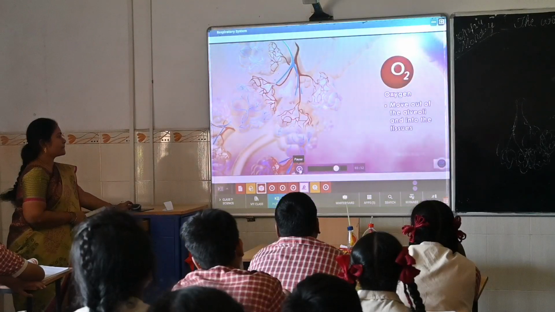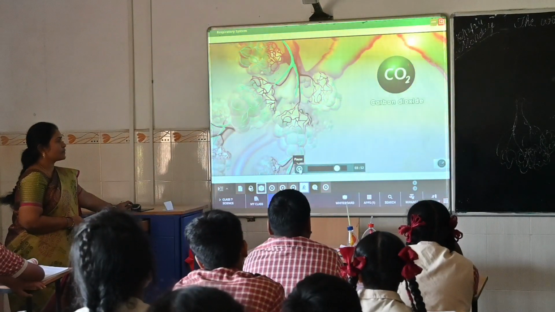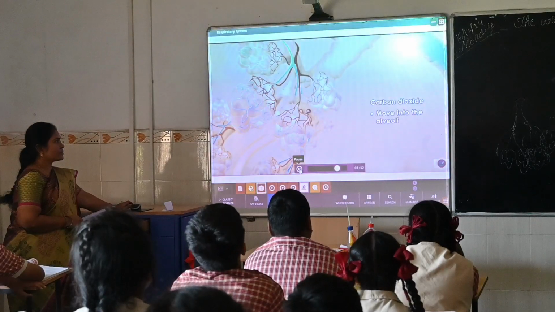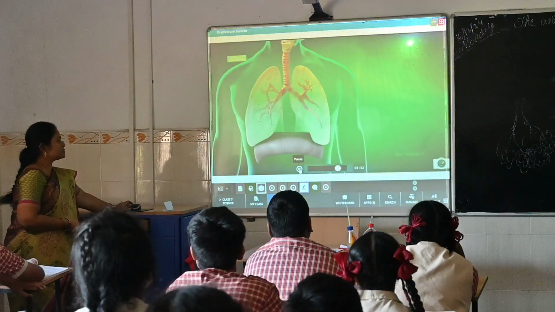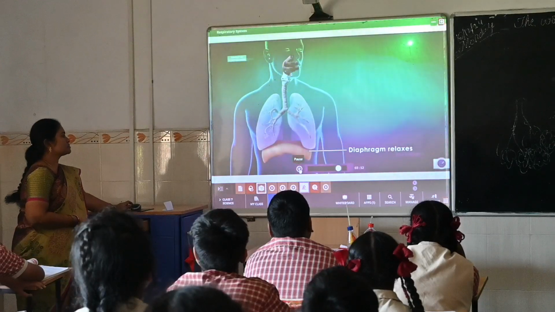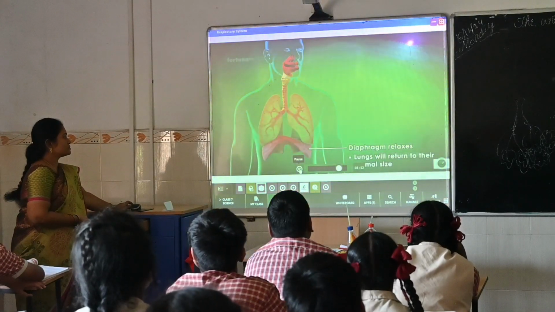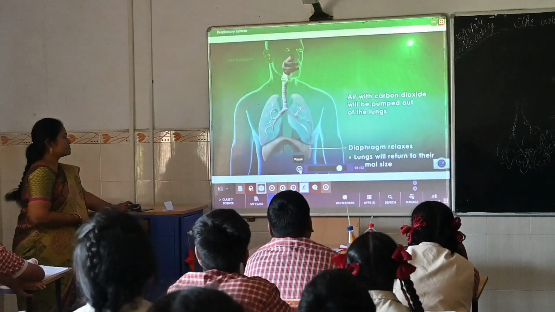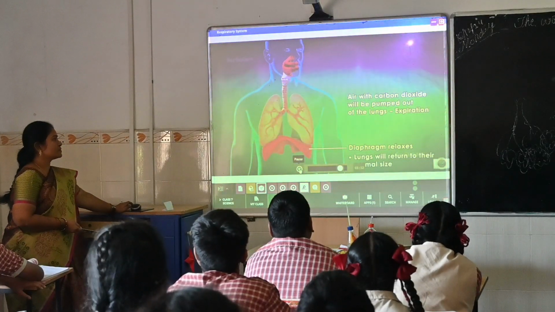Oxygen will move out of the alveoli and into the tissues, while carbon dioxide will move into the alveoli. As the diaphragm relaxes, the lungs will return to their normal size. Air with carbon dioxide will be pushed out of the lungs in the process known as expiration.